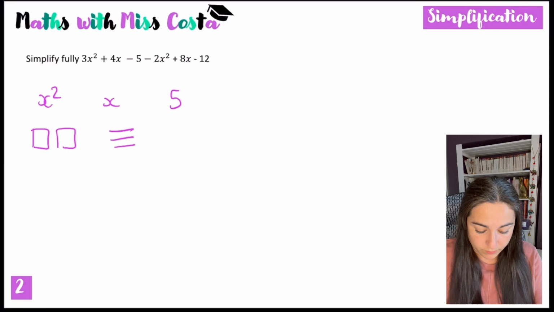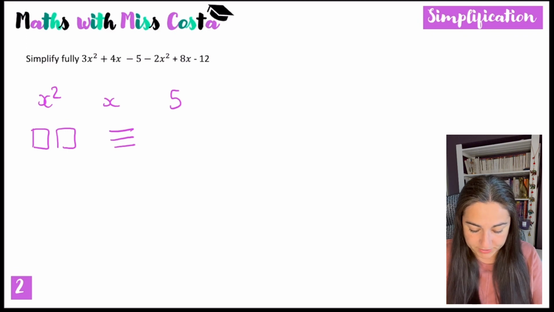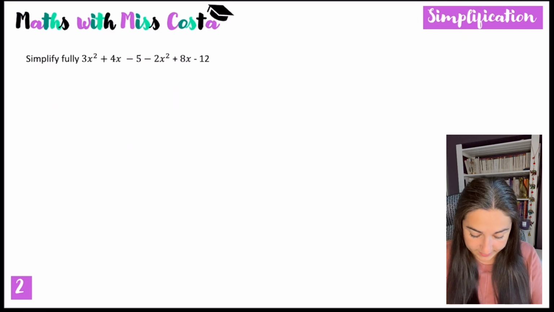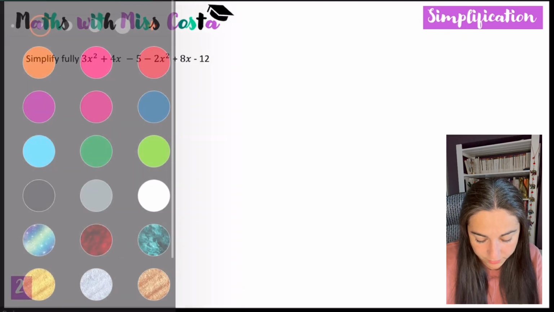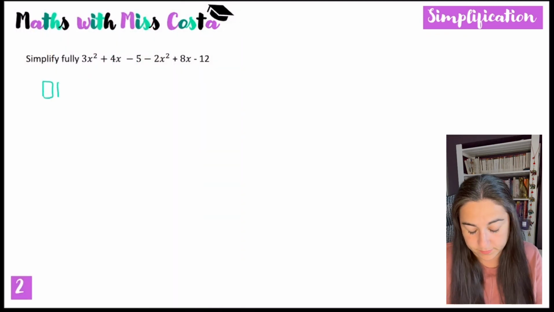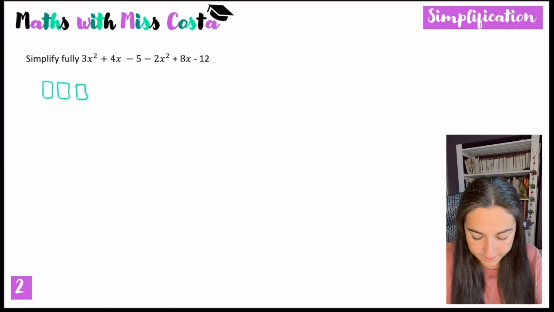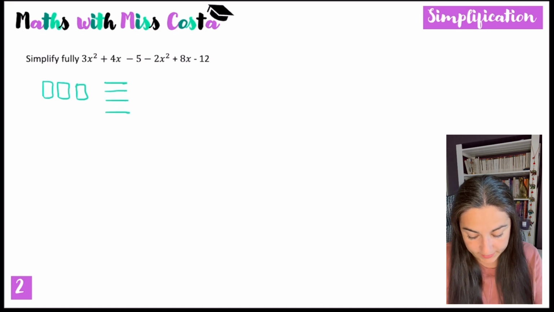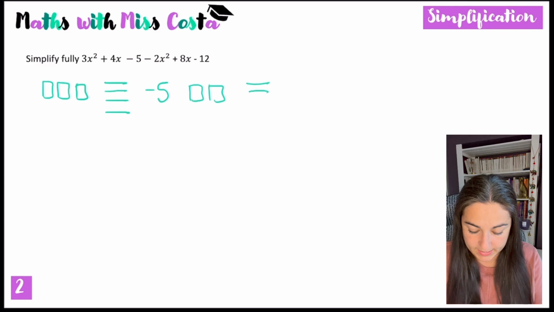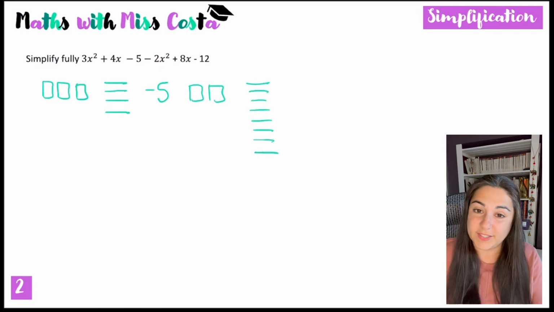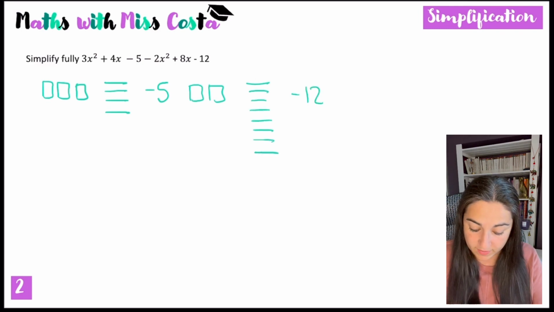So if we rewrote this expression in terms of x squared and x, what would I have? Well, I've got 3x squared, so 3 lots of boxes, 4 lengths, 4x, take 5, take 2x squared, so I'm going to get rid of 2 boxes, plus 8x, 1, 2, 3, 4, 5, 6, 7, 8, take 12. Okay, so that should help you realise which ones are like terms.